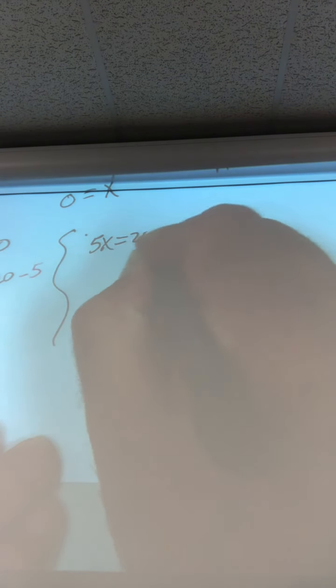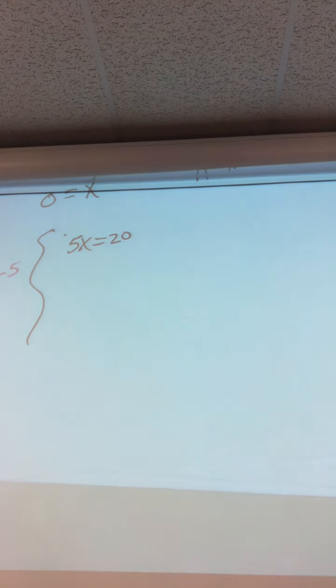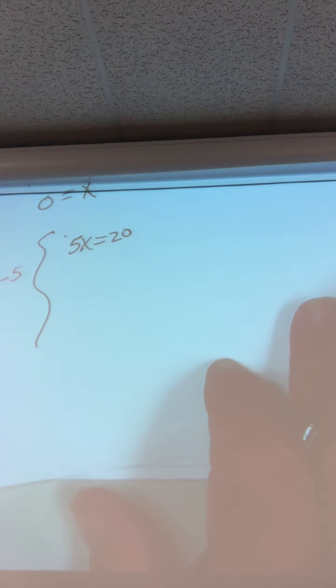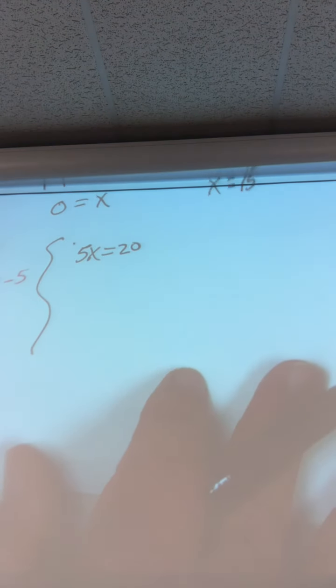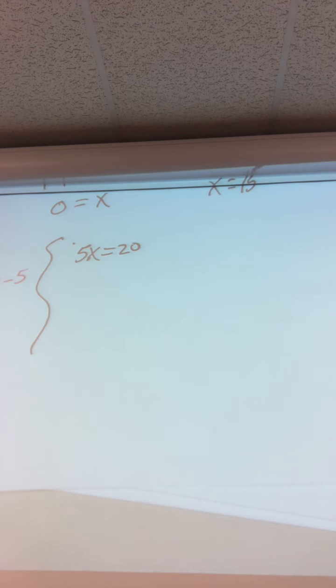This problem right here is 5 times x, not 5 plus x. 5 times x. Just a second, I'm trying to figure out how that's turning. There we go. Okay, so I have 5x equals 20.